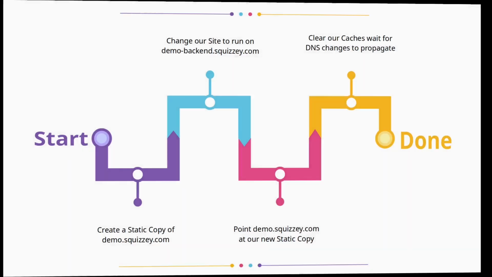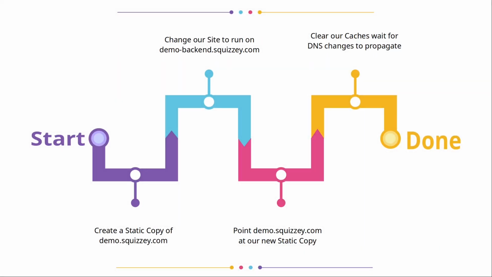So, for the walkthrough, I'm going to start with a WordPress site at demo.squizzy.com. Step 1 will be to create a static copy of the WordPress instance. Step 2 is to change the WordPress instance to work on a new URL, in this case demo-backend.squizzy.com, and step 3 is to point our live domain name at our new static copy. Depending on the hosting provider, it may take a little while for caches and DNS updates to catch up, but at this point demo.squizzy.com should be pointing at the static copy, and the original WordPress instance should still be available at demo-backend.squizzy.com.